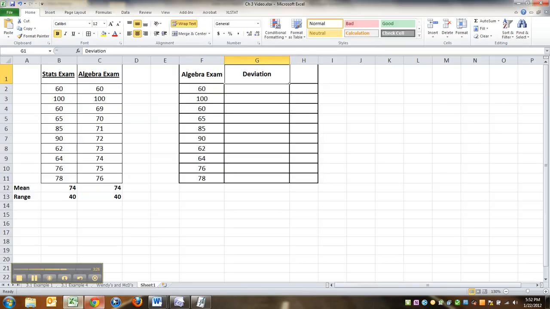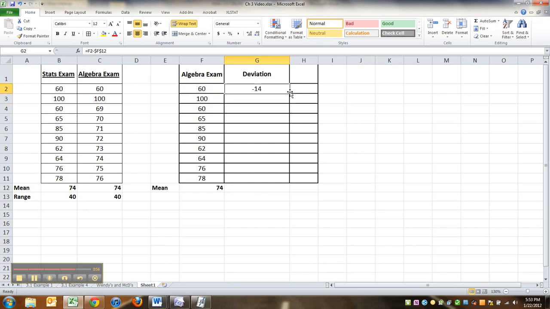Okay, so what I want to know is how far away are they from the mean? Now the mean, remember, we found it to be 74. I can find it again here, right there. So now if that's the case, what's the deviation? Deviation is how far every value is from the mean. So I take 60 minus 74. And now I'm going to give 74 dollar signs because I want to be able to drag this formula down the column. I want the blue box to change as I work down the column, but I want the green guy here, the 74, to stay the same.